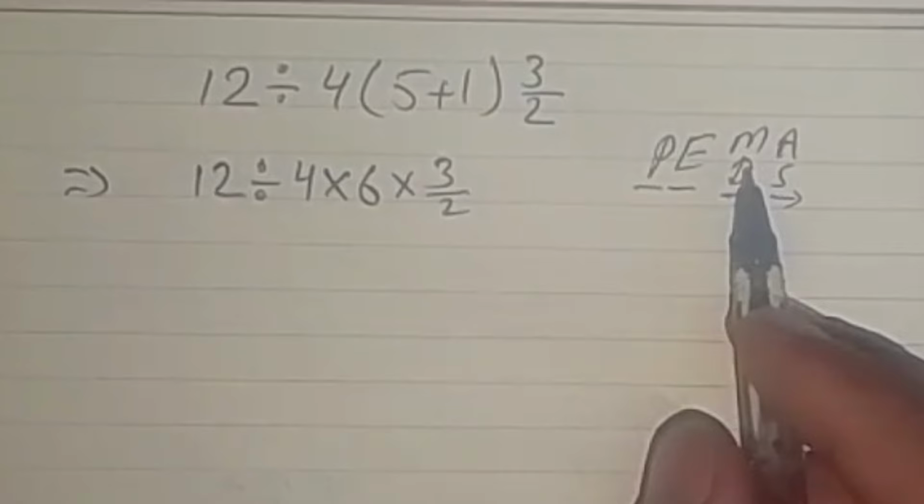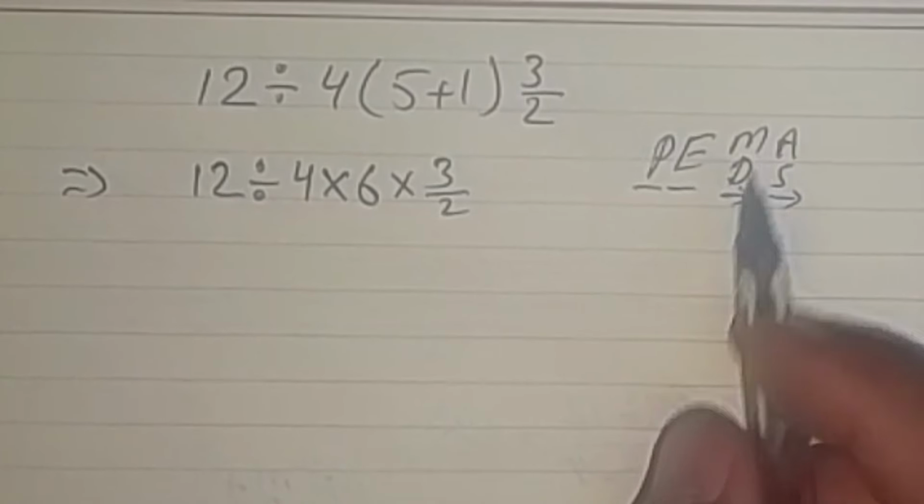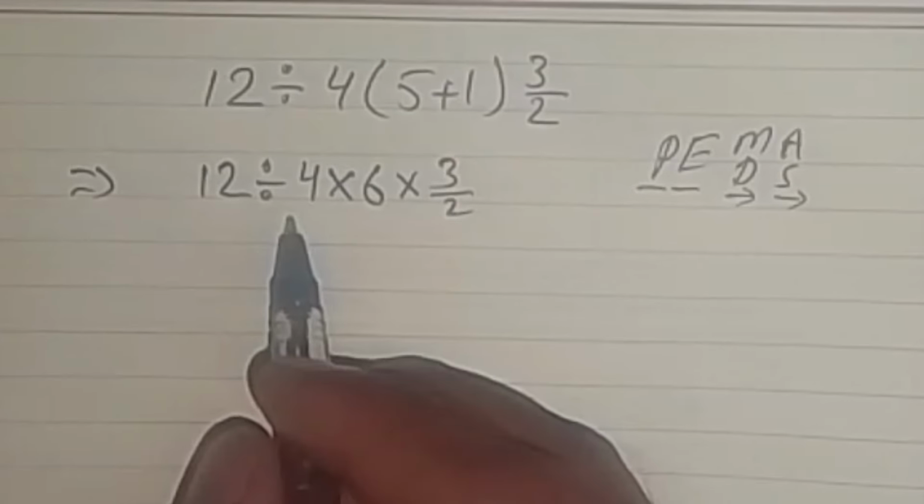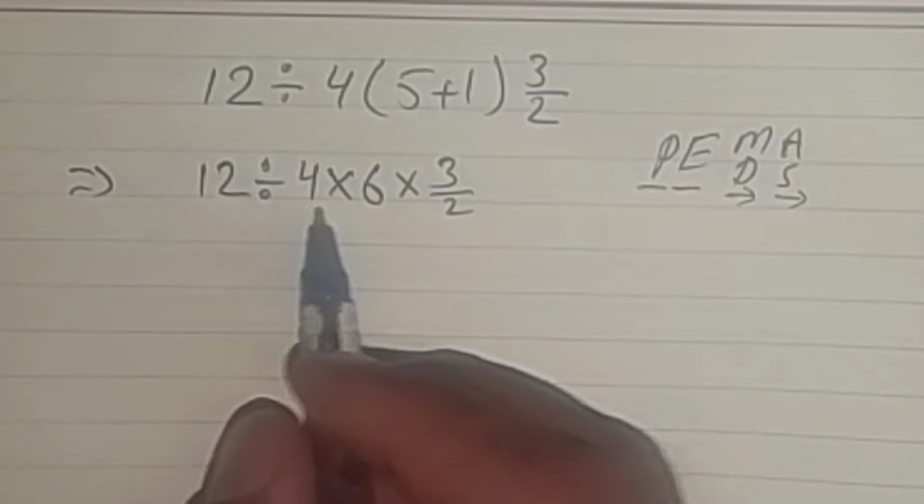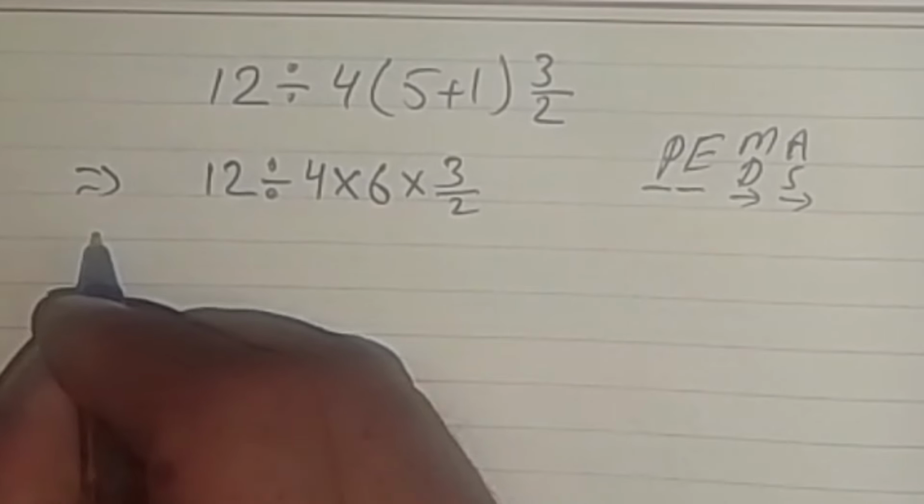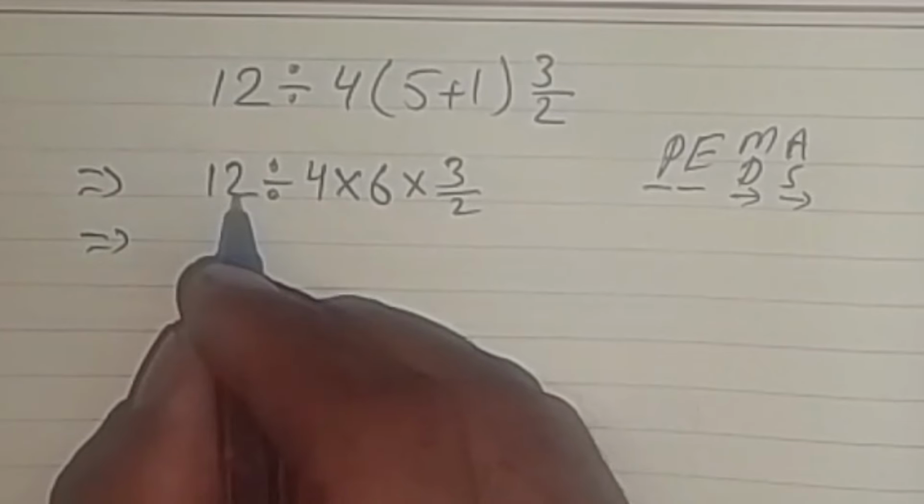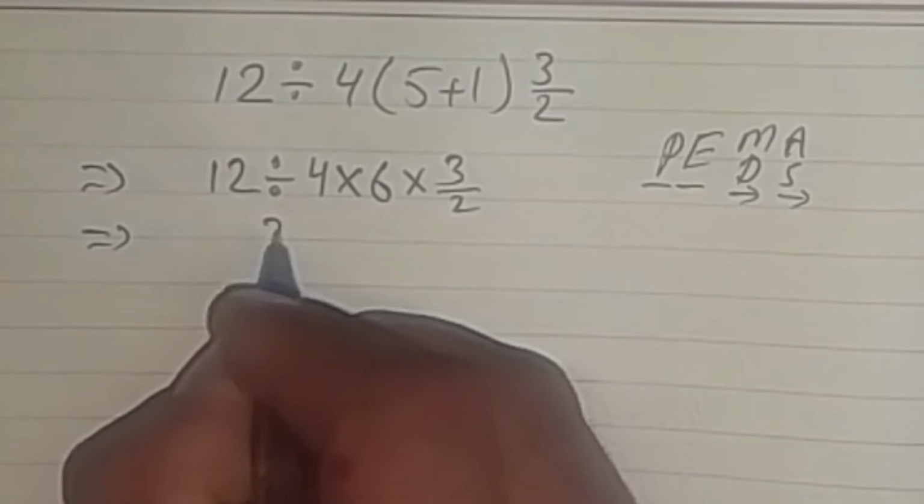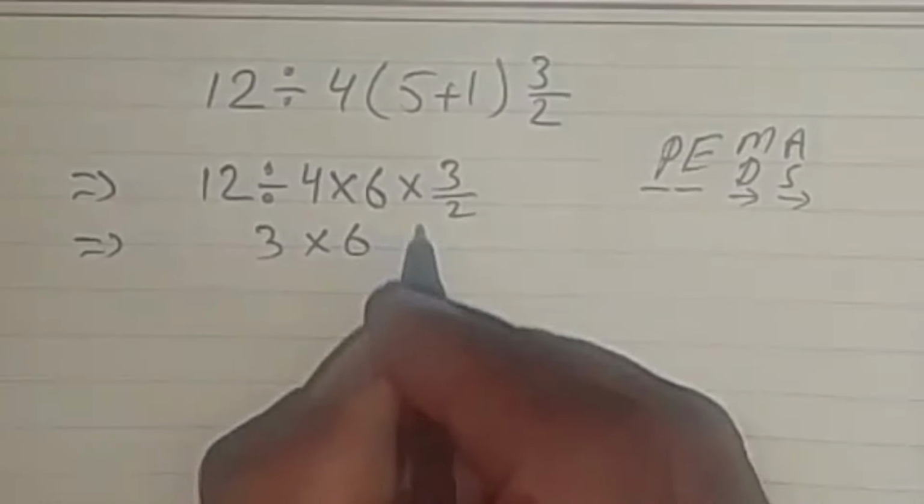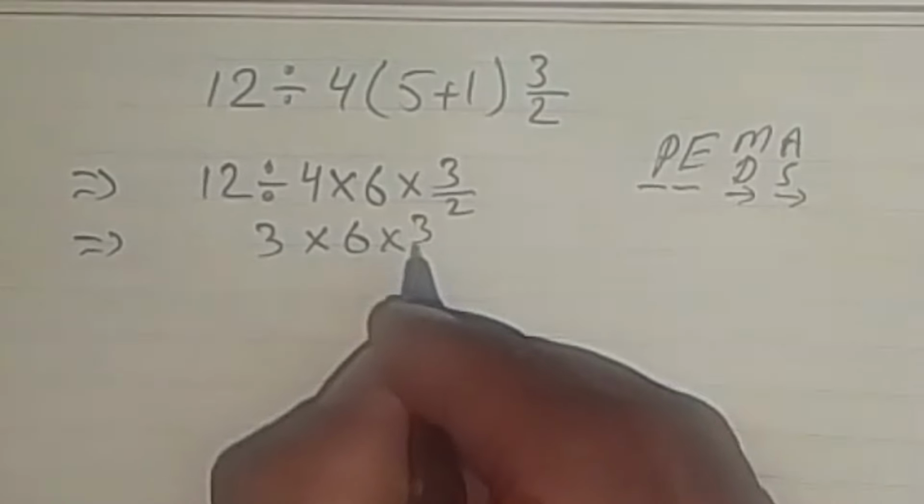Now according to the rule, multiplication or division we solve from left to right. On the left side we have division, so first of all we solve the division. So 12 divided by 4 gives us 3, multiplied by 6 and multiplied by 3 over 2.